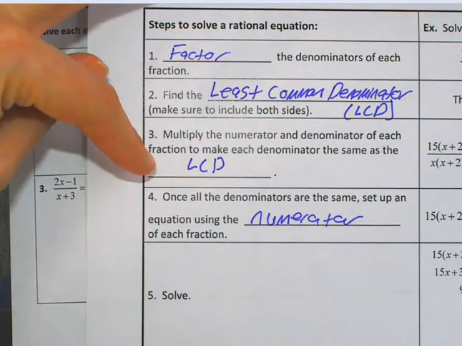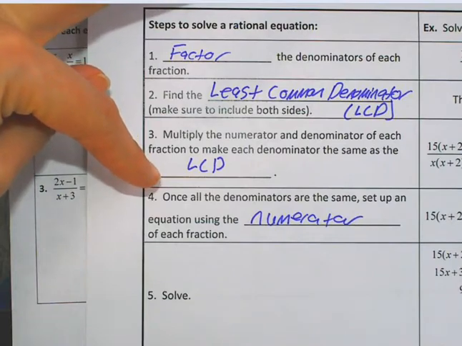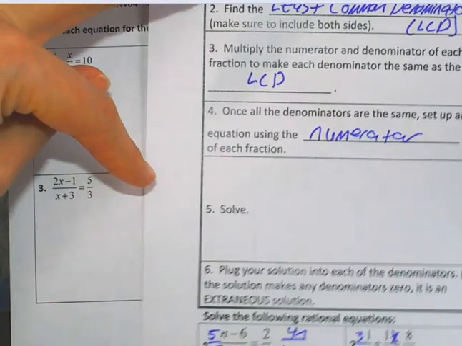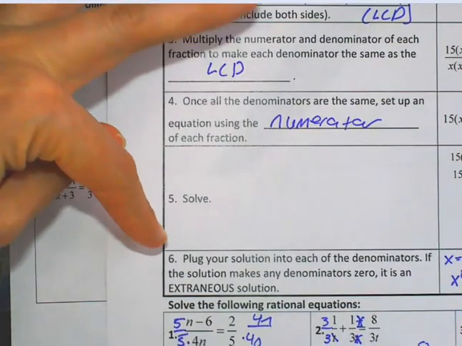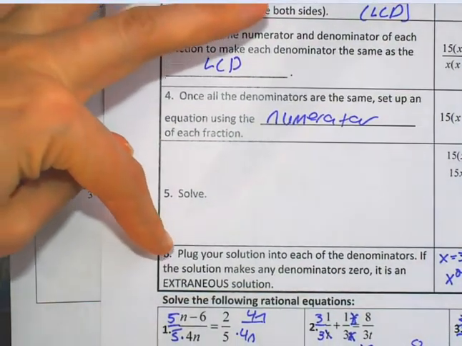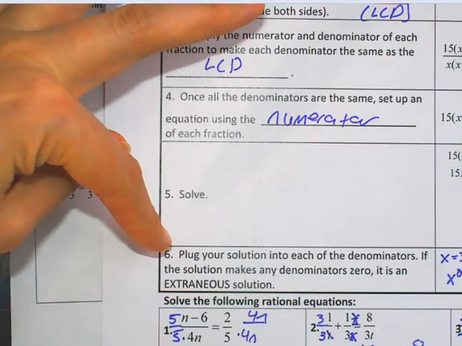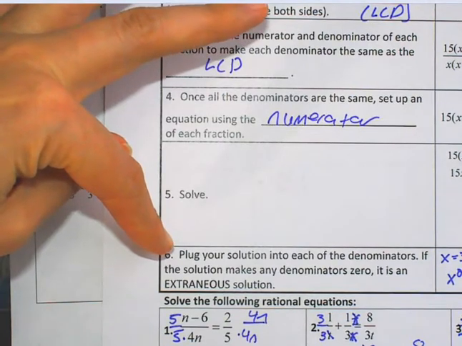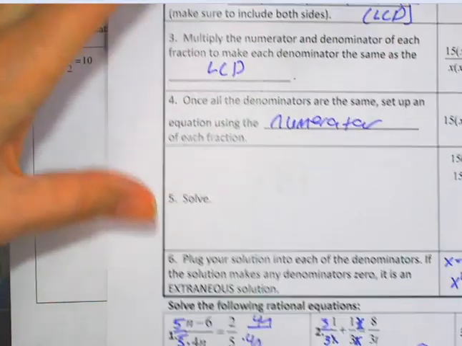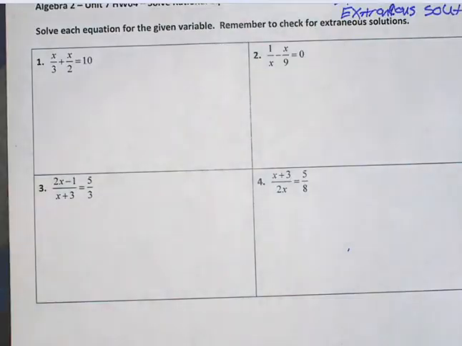Once all the denominators are the same, set up the equation using the numerator only of the fraction and then solve. And then once you've solved for your variable, you want to make sure you plug in the solution to be sure that you don't have any extraneous solutions. Okay, so those are the steps. So let's look at the first one on your homework.